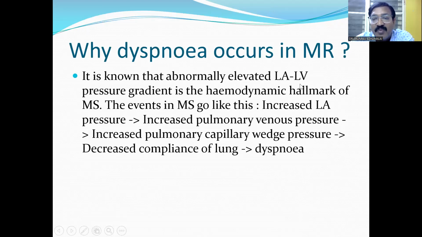It is known that an abnormally elevated left atrial to left ventricular pressure gradient is a hemodynamic hallmark of MS. This is the same event here. Also in MR, the events go like this: increased left atrial pressure, increased pulmonary venous pressure, increased pulmonary capillary wedge pressure, decreased compliance of lung, dyspnea, then pulmonary hypertension, right ventricular hypertrophy, right atrial failure, right heart failure, pedal edema, and everything occurs. This is the pathophysiology.